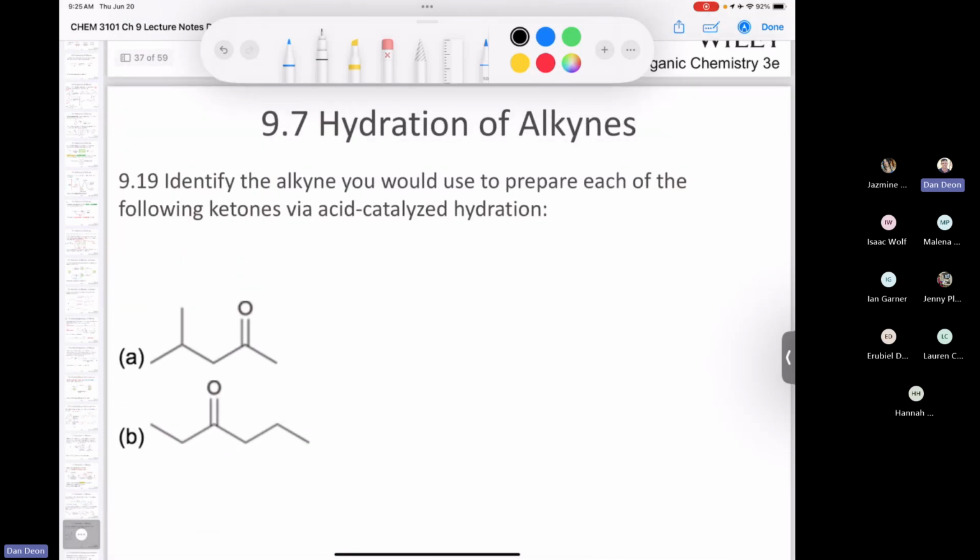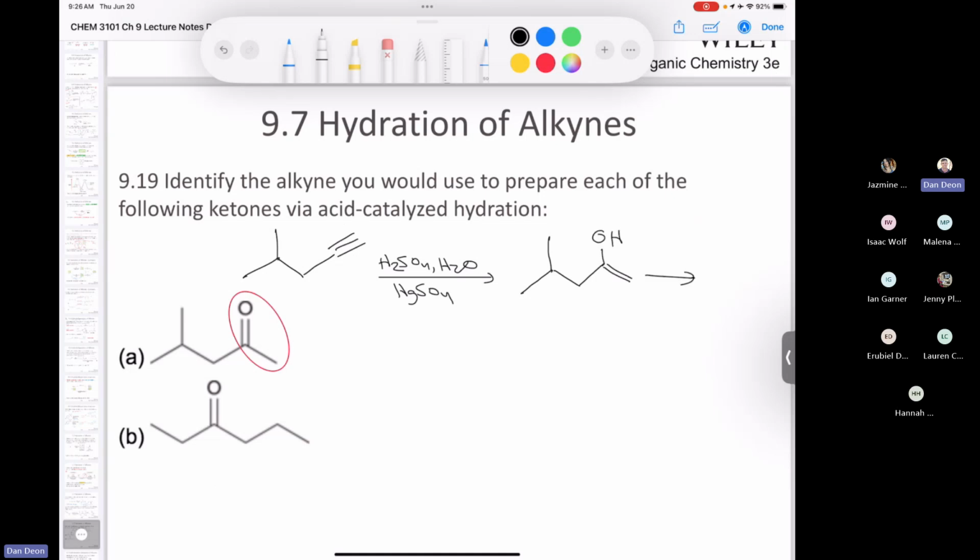Now, the next one says identify the alkyne that you would use to prepare each of the following ketones via an acid-catalyzed hydration. Well, you can see that in the first one, we have our methyl ketone right here. So this is where the triple bond is going to be, and we're just going to do a Markovnikov addition. So our starting material is going to look like this. Then all we have to do is treat it with sulfuric acid, water, and mercury(II) sulfate, and that's going to give us, let's draw the enol. We're going to follow the rule, the rich get richer. So there's our enol, and then that is going to tautomerize to give us the product.